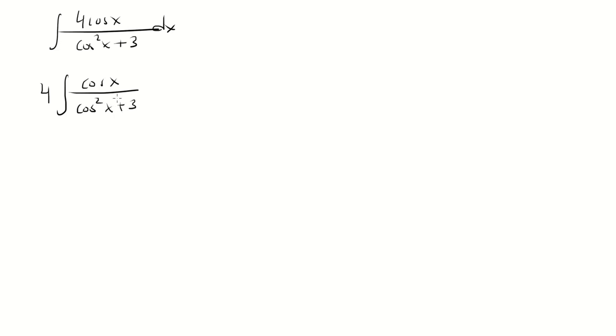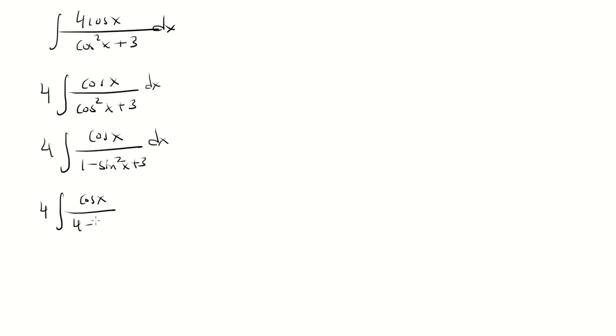The integral of 4 cosine x over cosine squared plus 3. Okay, so let's first factor out the 4. And we can rewrite cosine squared as 1 minus sine squared. So we have cosine over 1 plus 3 is 4, 4 minus sine squared.